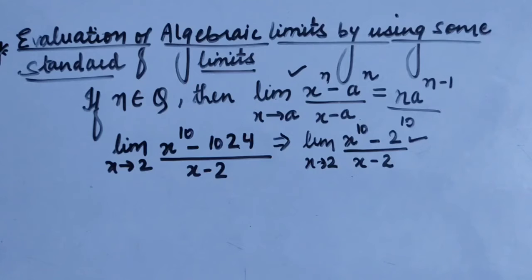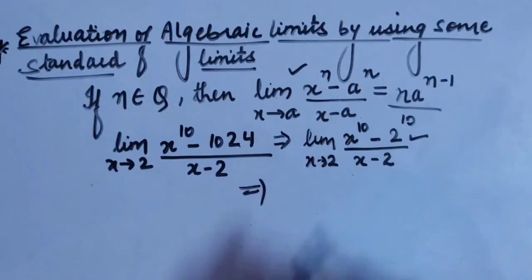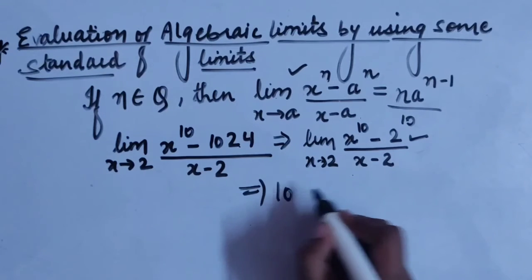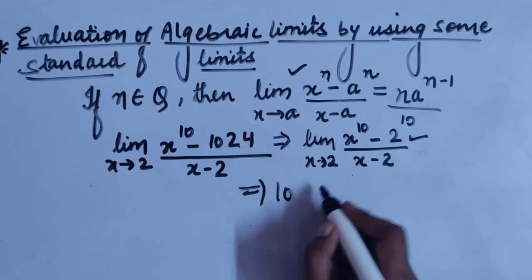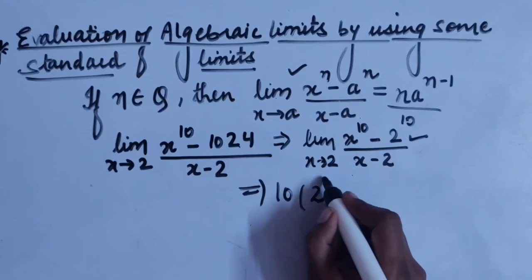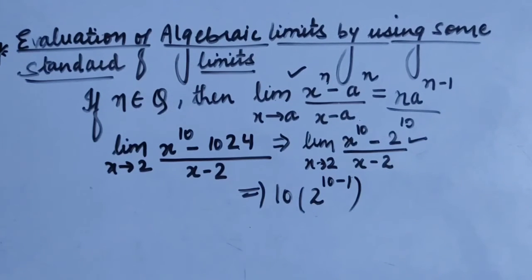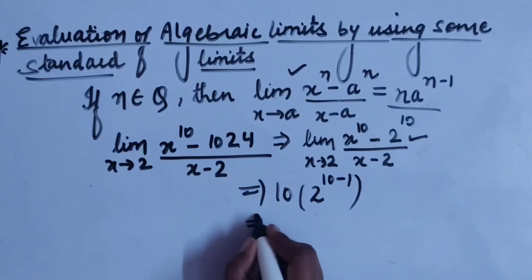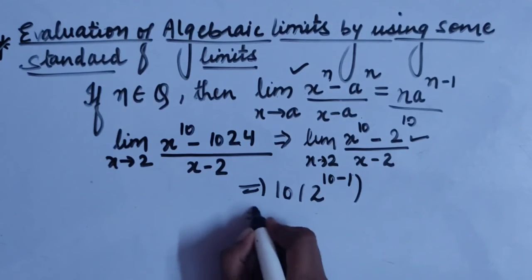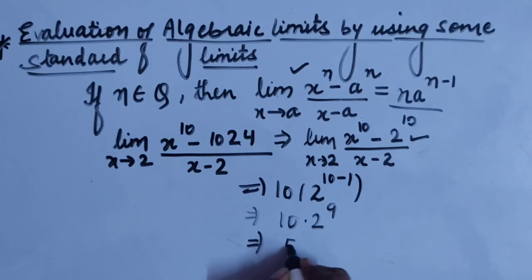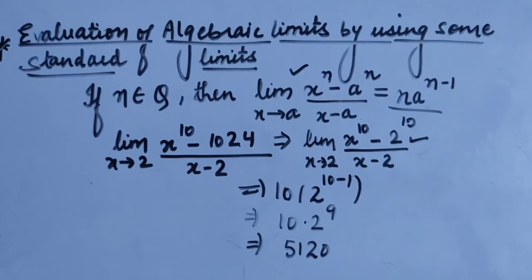तो अगर मैं यहाँ पर ये standard limit का concept use करूंगी, I know that is equal to n into a^(n-1). And what is n according to our question? It is 10. So 10 into a. What is a? A is your 2. So 10 into 2^(n-1). What is n? 10. So 2^(10-1). So what will I get when I solve it, students? After this, 10 into 2^9. I will get 5120. Okay?